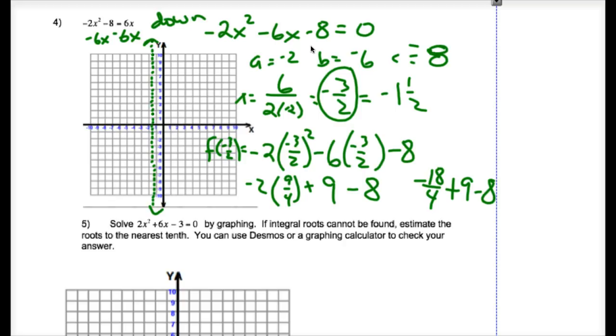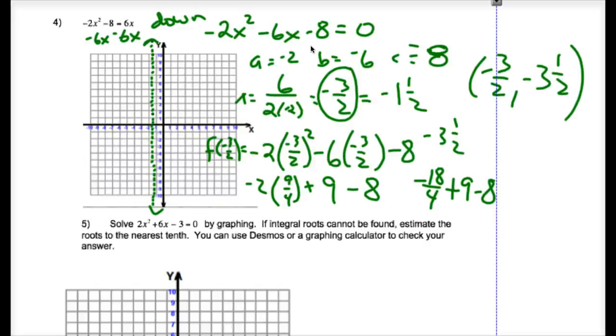What was the answer? Negative 3.5. So, at the point negative 3 over 2, negative 3.5 is the vertex. I thought it was negative 7/2. I got negative 48.5. You typed it in wrong. Let me see the calculator that you have. No, it's negative 3.5.